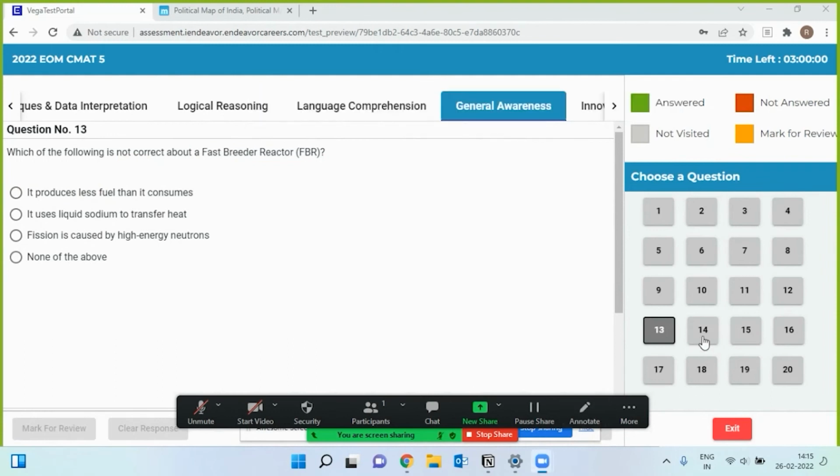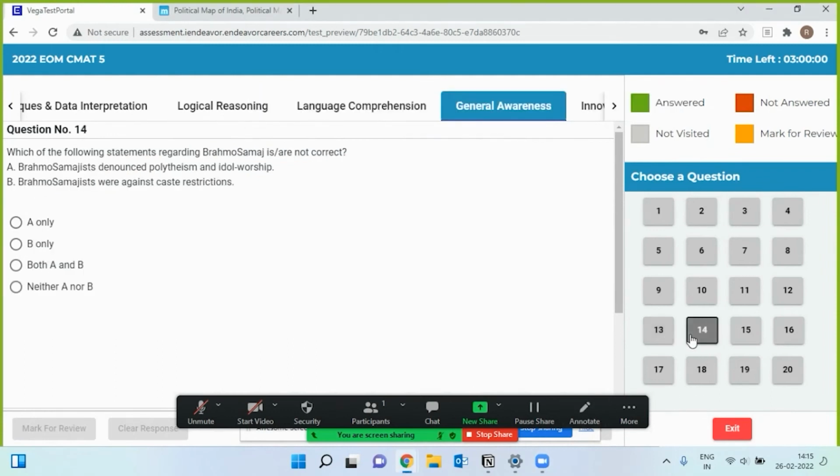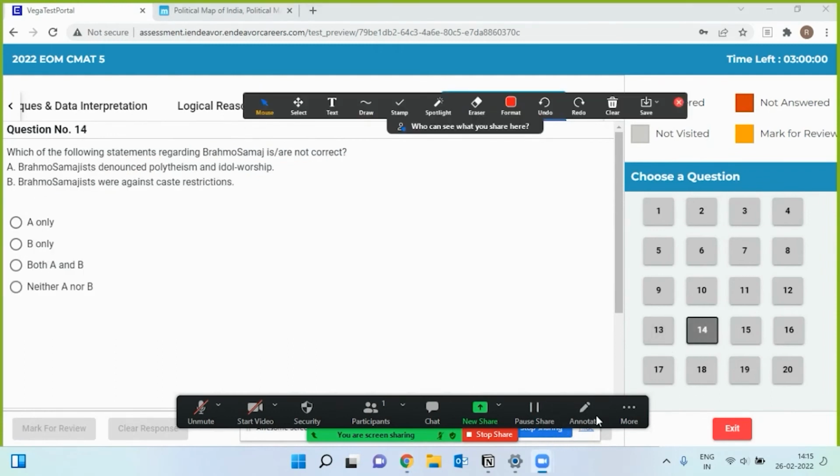Next is question number 14. Question number 14 is about Brahma Samaj. Brahma Samaj was an organization founded by Raja Ram Mohan Roy, who was a very, very famous social reformer of India. He founded an organization called Brahma Samaj in 1828. Correct? Now the question is, which of these two statements is incorrect?